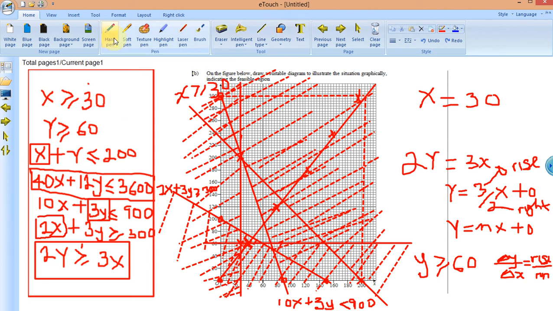This seems to be the most difficult of the graphs, guys. So this is 2y greater than or equal to 3x. Since it is greater, I'm going to shade below the graph. So I'm going to shade below the graph now.